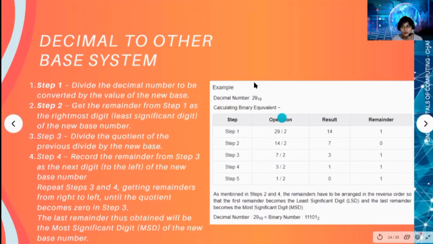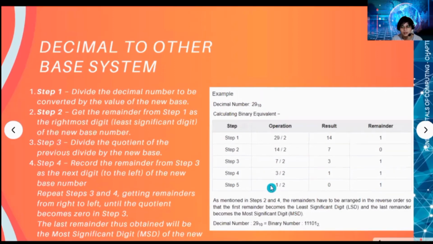First, let us say decimal to binary. Step 1: divide the decimal number to be converted by the value of the new base. Let us say the decimal number is 29. What is the base of binary? 2. So 29 divided by 2, the result is 14.5. To get the remainder, 0.5 multiplied by 2 is 1. Step 2: you get the result and divide it by 2. 14 divided by 2 is 7, remainder 0.